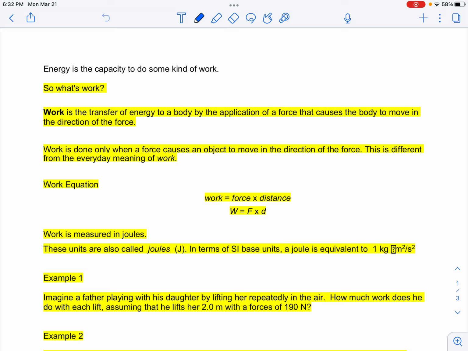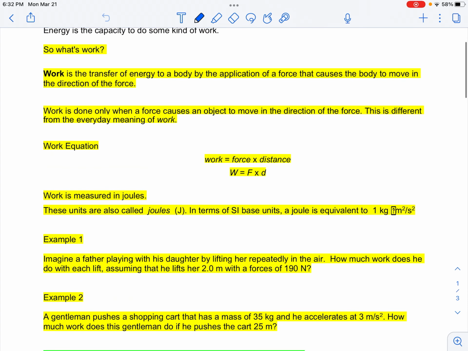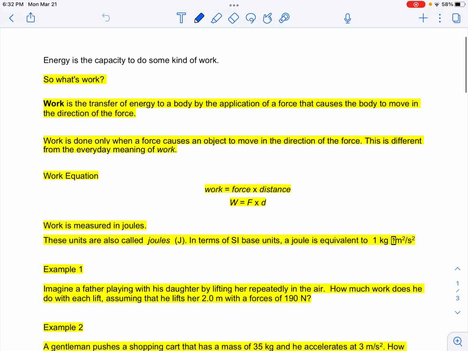We're going to be looking at a basic form of energy, and that is the capacity to do some kind of work. The first thing we'll look at this week before spring break is what work is, and we're going to be taking some of these yellow notes and doing some of the math problems so you're able to work on some of the worksheet problems.